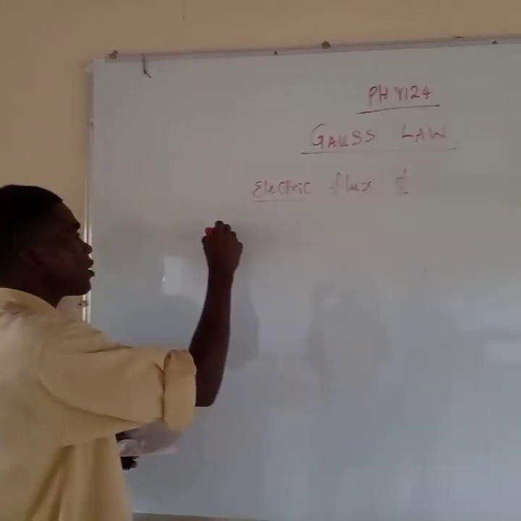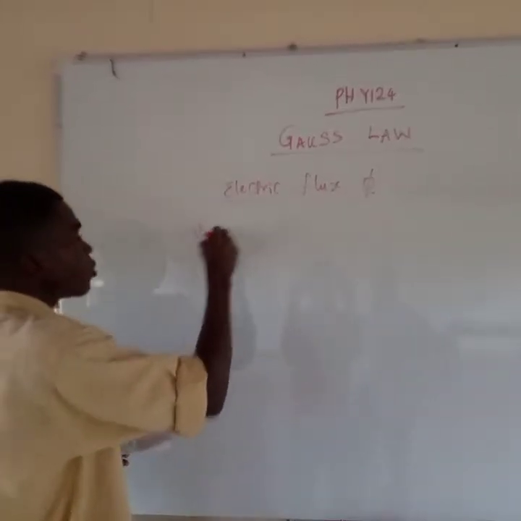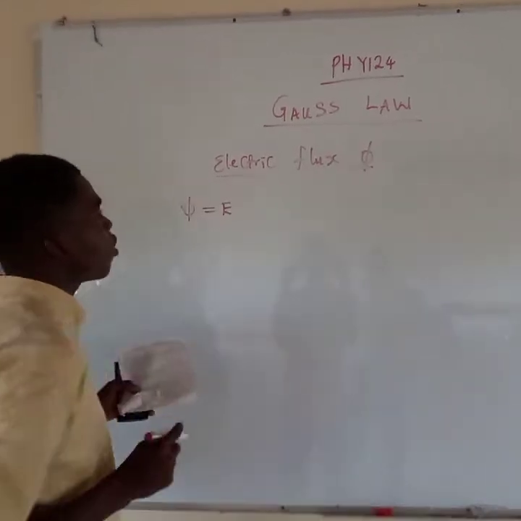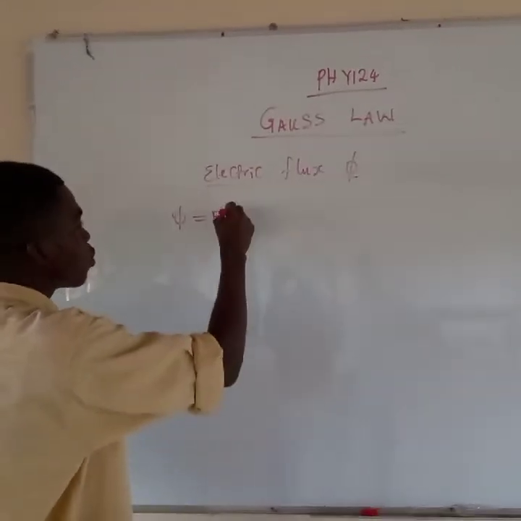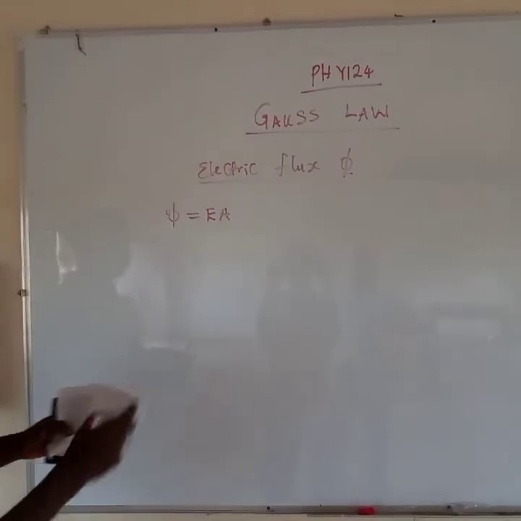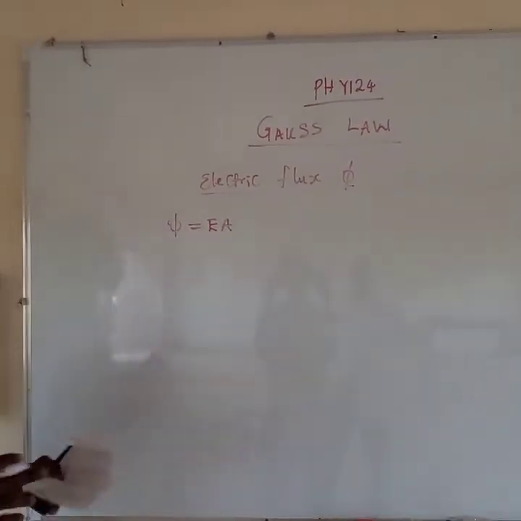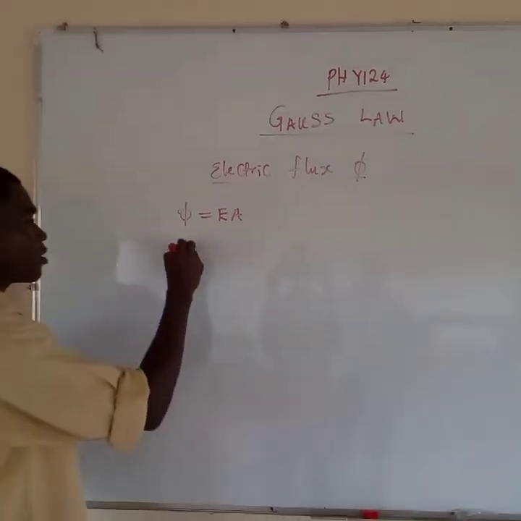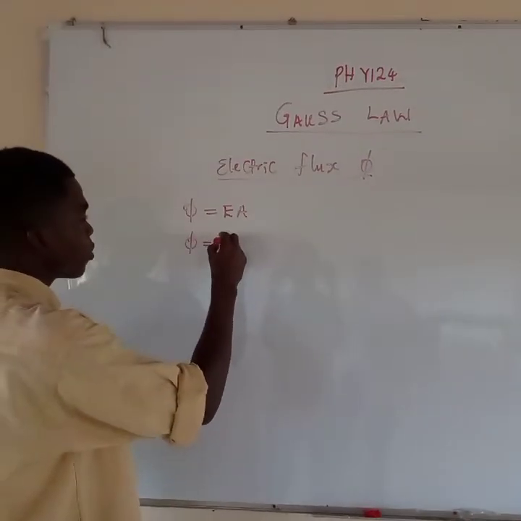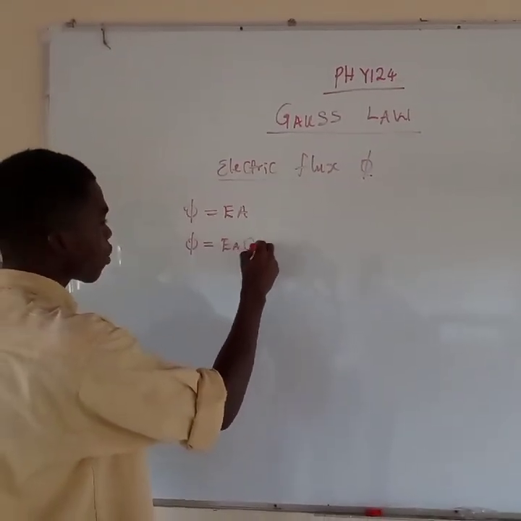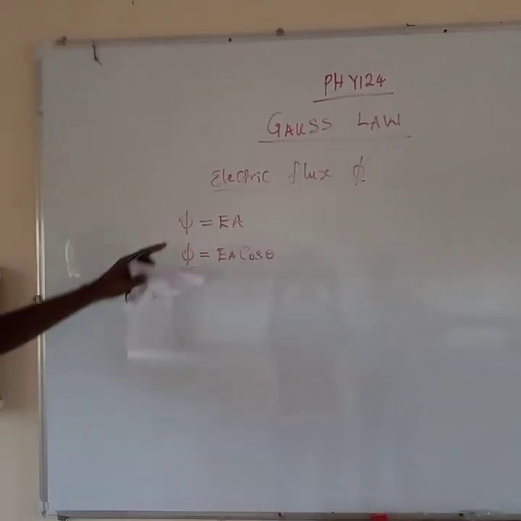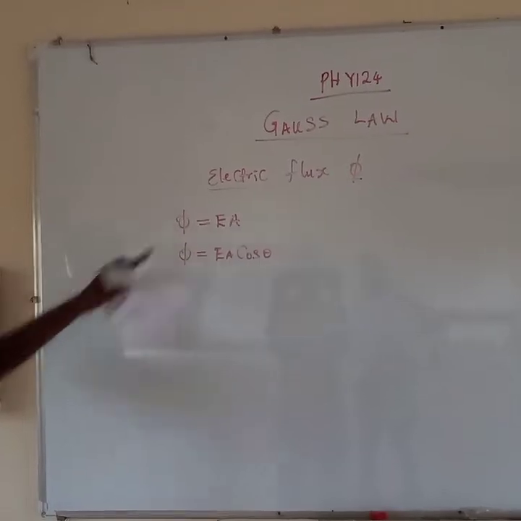So we say that electric flux is equal to the number of electric field lines passing through an area. So we say phi is equal to EA. Now what if this is inclined at an angle? So that means phi will be equal to EA cos theta. So this is the first formula you should know under electric flux.